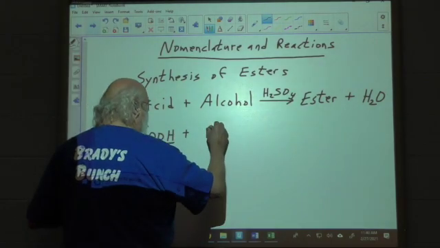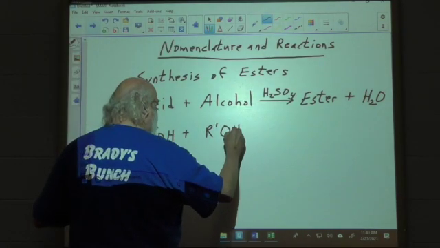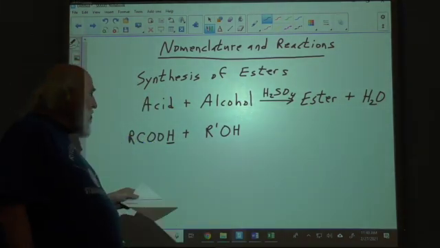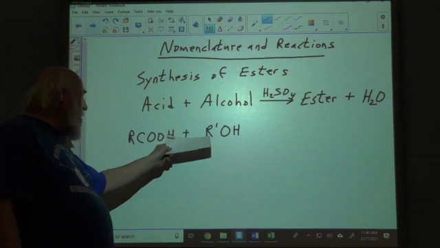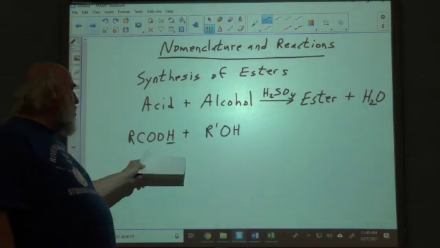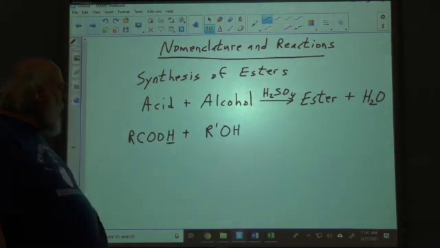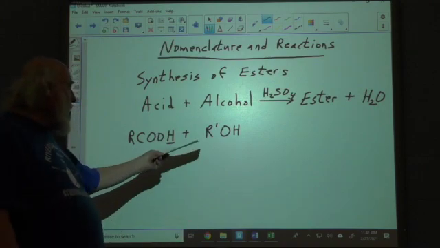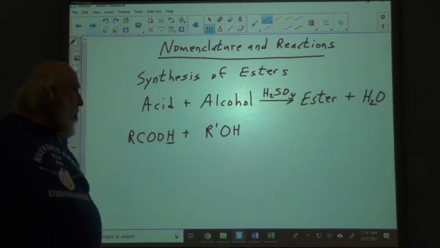So we use R'OH for that. And I'm just distinguishing the length of the carbon chain from the length of this carbon chain here. They may be the same, they may not be, it's not important, but we identify them as R'.